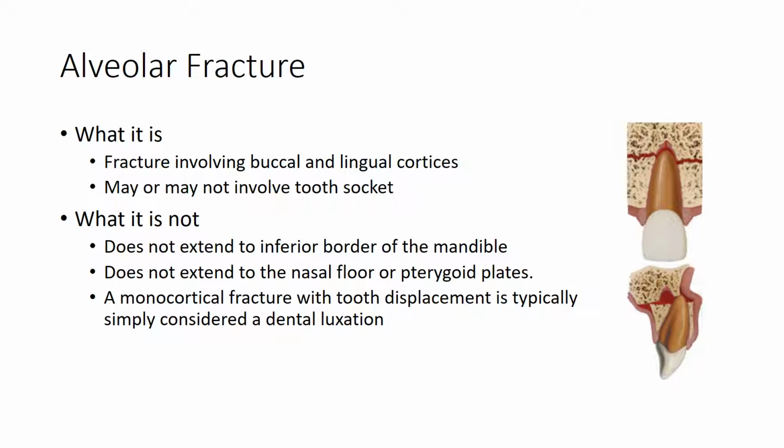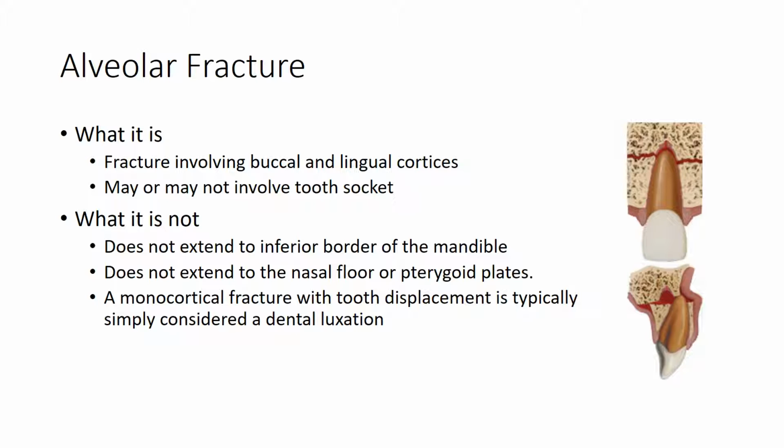Now I'm going to talk about alveolar fractures. You may hear this term or have seen this term, but I want to make sure it's clear what it is and what it's not. This is a fracture involving the buccal and lingual cortices, and it may or may not involve the tooth socket. It does not extend to the inferior border of the mandible, because then it would be a mandible fracture. And in the maxilla, it does not extend to the nasal floor or the pterygoid plates, because then it would be some kind of maxillary fracture, and probably a Le Fort if it extends to the pterygoid plates.